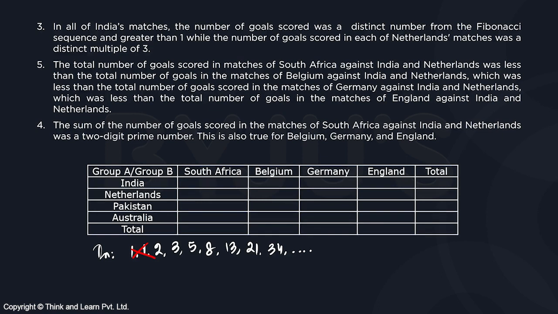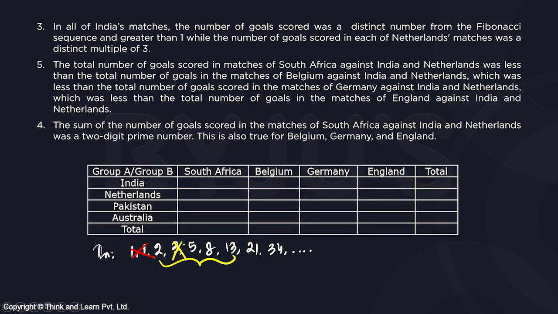So the goals scored in the matches of India will be from these 5. And we have only 4 teams to play against India. So one of these has to be ruled out. Suppose India, right. So what we can't pick up is 3, right?